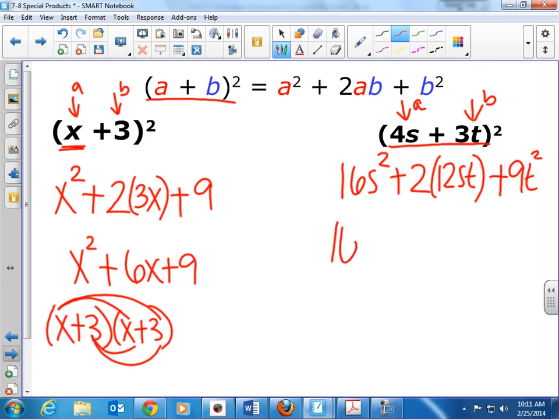Now we just clean this up a little bit. 2 times 12st is 24st plus 9t squared. So again, it's a faster way to get to your answer once you recognize that it is a special product. Let's look at the next one.